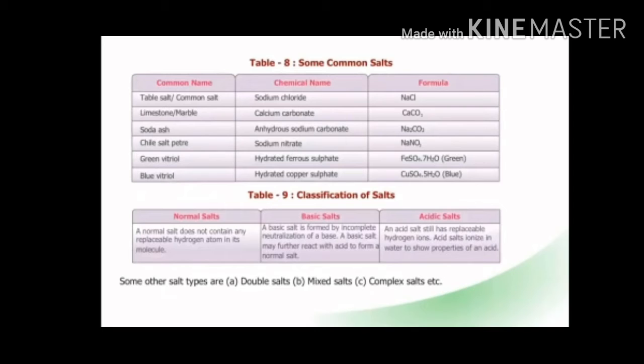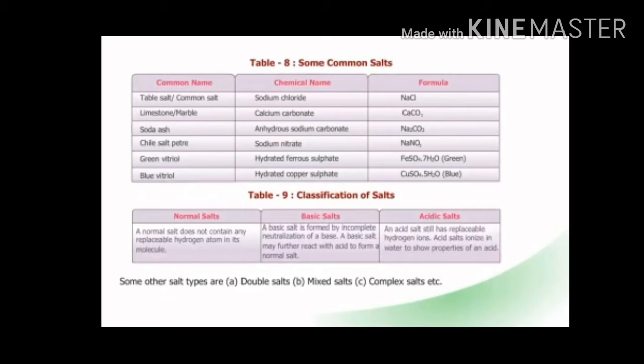Third salt is soda ash. Its chemical name is anhydrous sodium carbonate, and its formula is Na2CO3. Next is Chile saltpeter. Chile saltpeter is the common name and its chemical name is sodium nitrate and formula is NaNO3. Na again for sodium and NO3 for nitrate. Next salt is green vitriol.